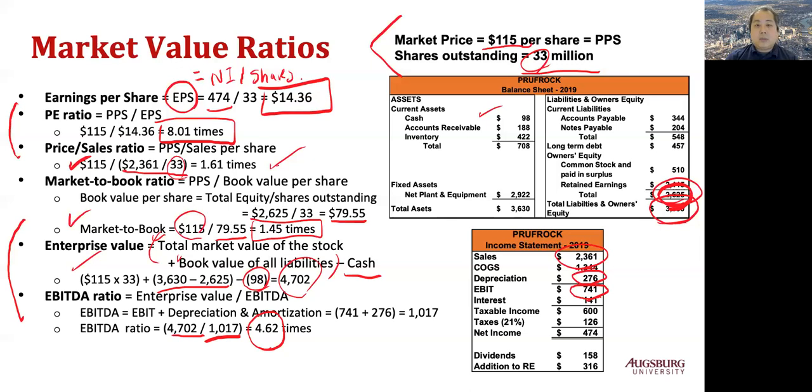Okay, so this is the end of the second part, which is the ratio analysis. And then the third part will look at the application of the ratio analysis. See you in the next part.